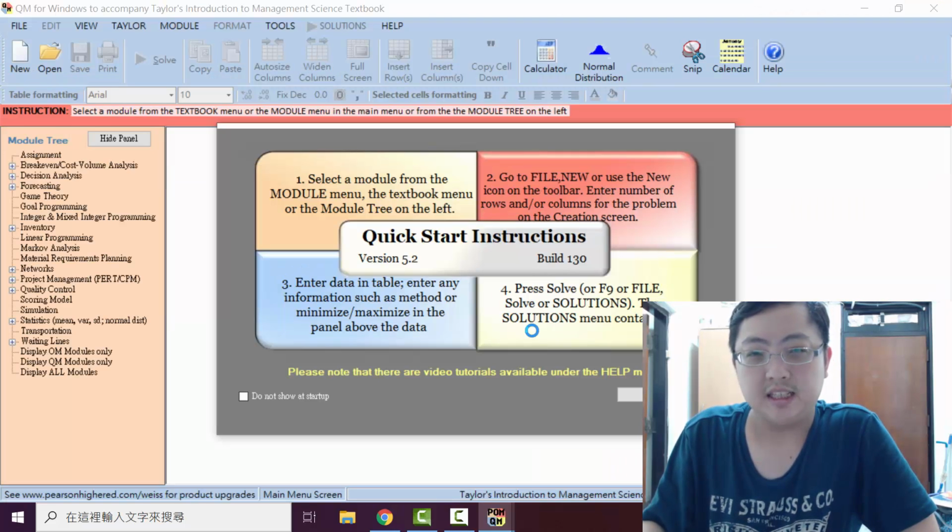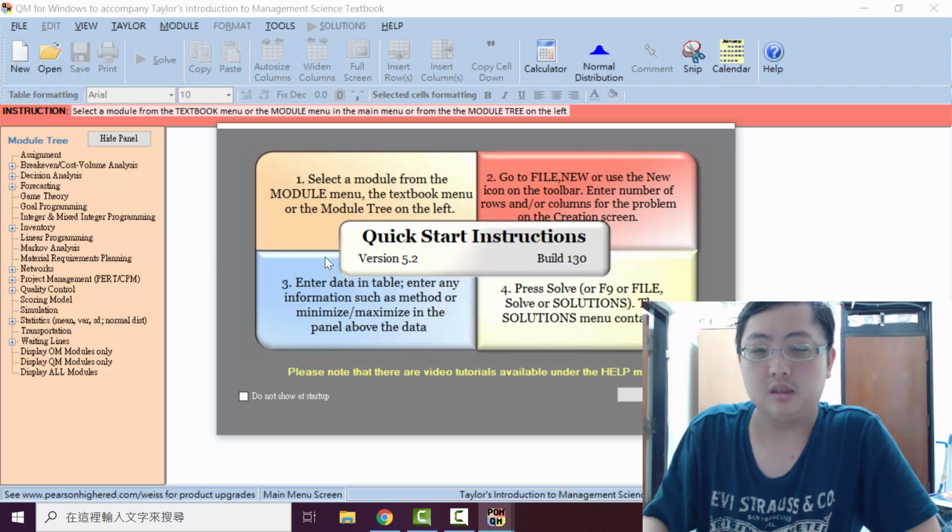This software is founded by the author of the textbook of managerial mathematics, Taylor. This textbook is the 13th edition, so I think this is a well-established one. So let's continue.